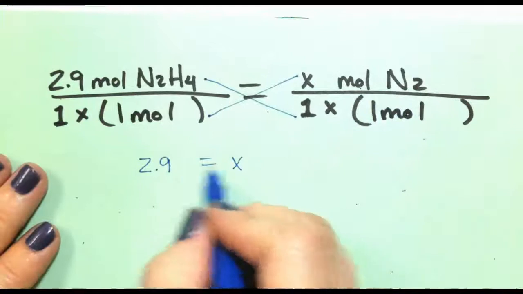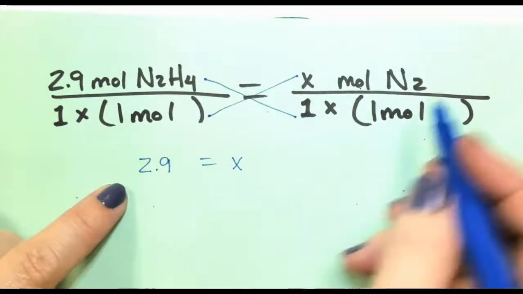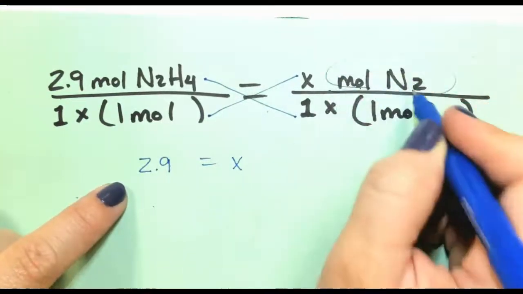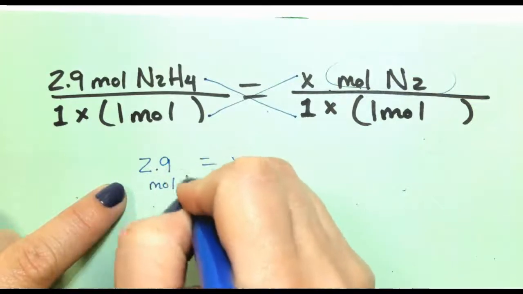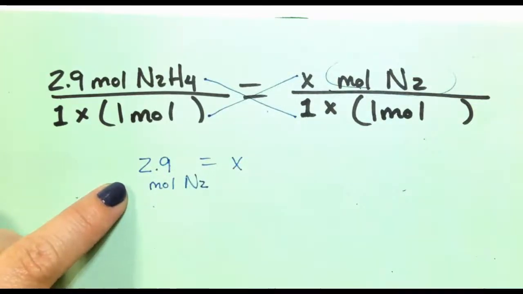So here we already have our answer. X is equal to 2.9. Remember that this is what your answer is. So it's 2.9 moles of nitrogen, and that's our final answer.